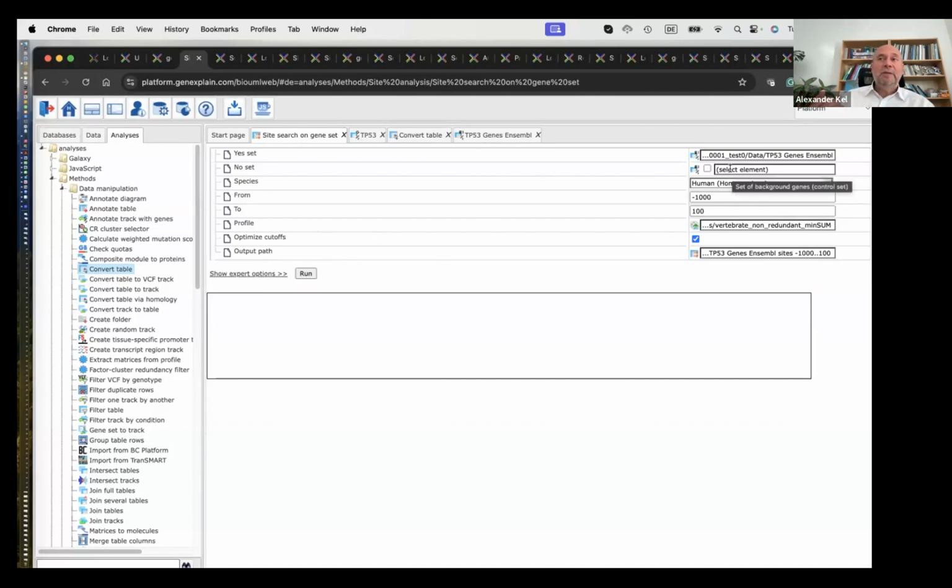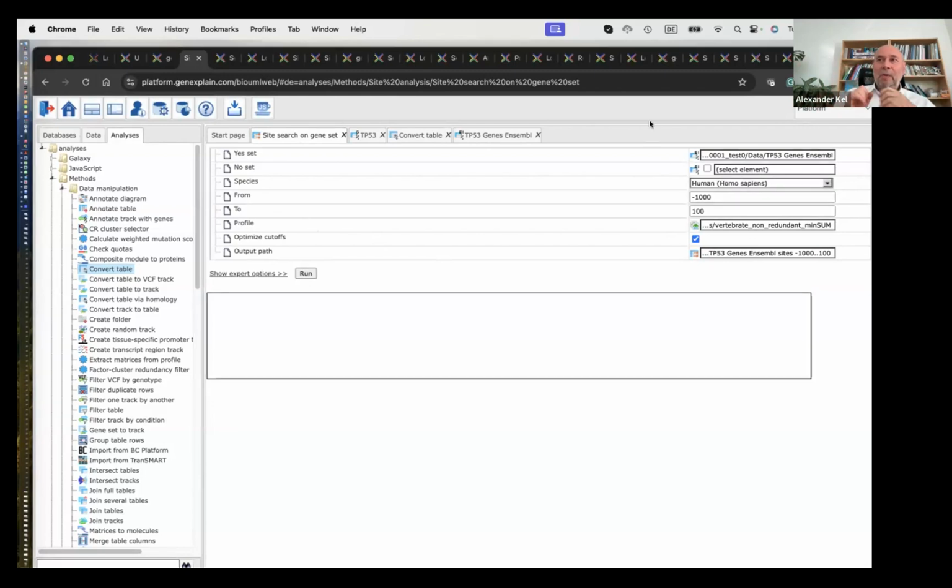And that's very important, especially if you analyze sets of genes and want to compare and find enrichment of particular motifs. You have to compare these promoters of your genes with promoters of other genes, for instance, promoters of housekeeping genes, or promoters of genes which didn't change expression.